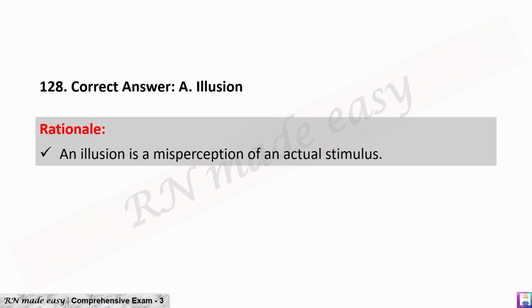The correct answer, A. Illusion. Rationale. An illusion is a misperception of an actual stimulus.